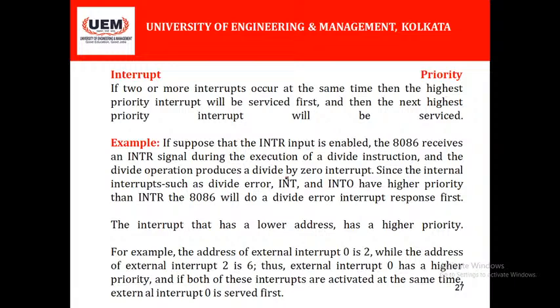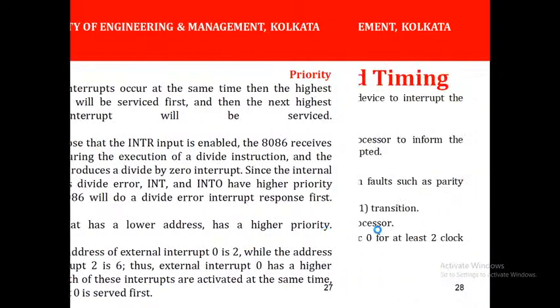So we have observed the different types of interrupts and examples of them. Now about the interrupt priority. Two or more interrupts may occur at the same time, but one interrupt has to be serviced first. So how do we decide if both of them come at the same time? That is why we use interrupt priority. For example, suppose interrupt 0 and 2 both come at the same time, but external interrupt 0 has higher priority than external interrupt 2. So 0 is executed first, then 2.